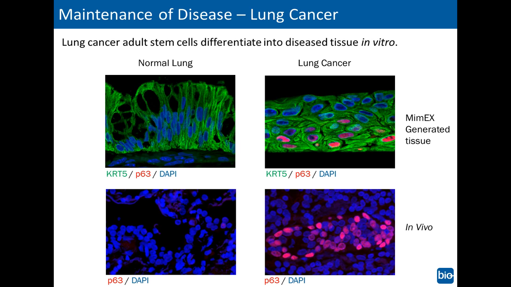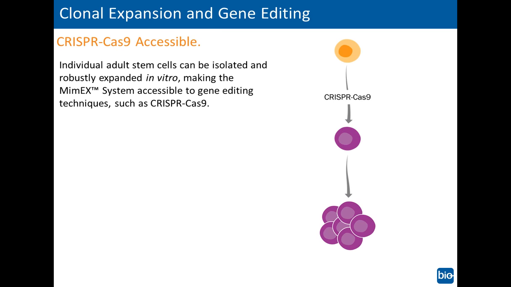And this reflected what we saw in vivo. So from the same patients, we had tissue blocks. And when you look at the P63 staining, you see this increase in P63 with this stratified squamous epithelium in the cancer, but not in the alveoli of normal lung on the left side.